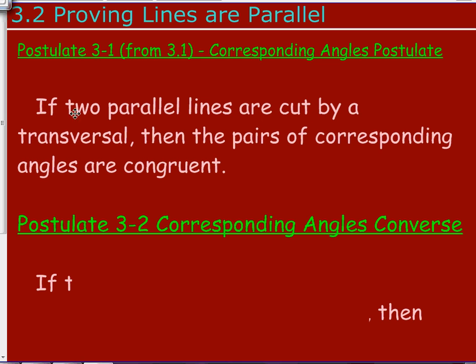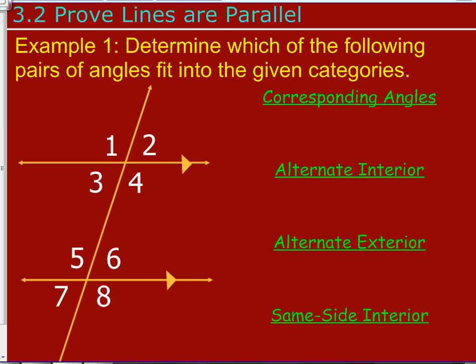All right, so the first postulate we have today is postulate 3.1, okay? And it's called the corresponding angles postulate. And this states that if two parallel lines are cut by a transversal, then the pair of corresponding angles are congruent. So for example, a pair of corresponding angles would be like 1 and 5. So what this postulate is saying is that these two angles will always be equal, and that will help prove that these two lines are parallel.